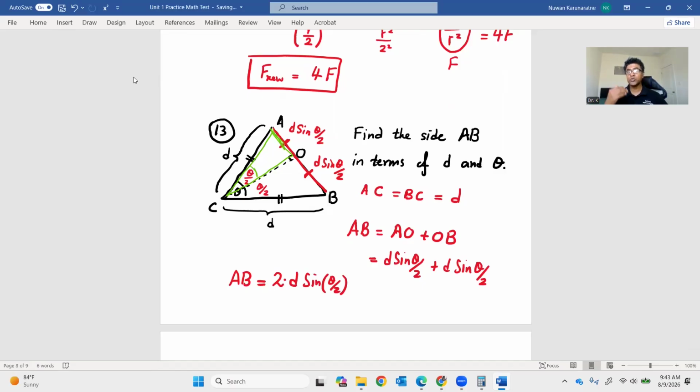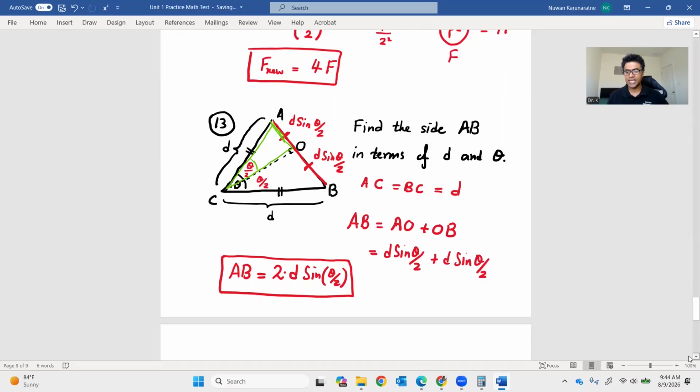So theta over 2, that 2 is a part of an angle. But this 2 on the front, that's a number. So you have to be very careful. So that's how you get AB in terms of D and theta. Now, you might argue it's not theta, it's sine theta over 2, but theta is there, right? Sine is a function of the angle. So this is fine. So 2D sine theta over 2, that's the answer.